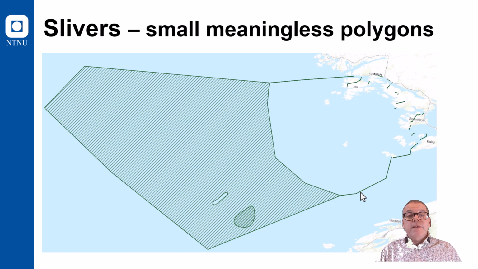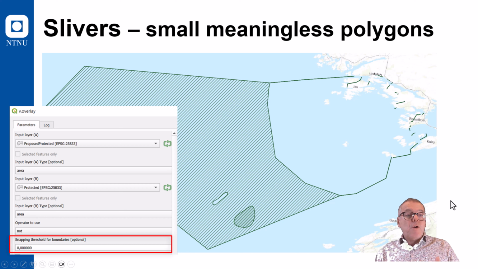A common problem with overlay, which you may also experience using the difference tool, is that the result has these small meaningless polygons. This actually looks like linear features, but they are very thin polygons called slivers. And for many reasons, it may be unwanted to keep them. In the GRASS overlay, there is something you can set as a snapping threshold, so you avoid these appearing. Within the QGIS difference tool, however, I did not find any tool which similarly can resolve the problem of slivers.